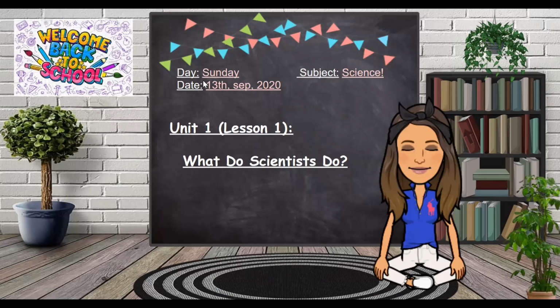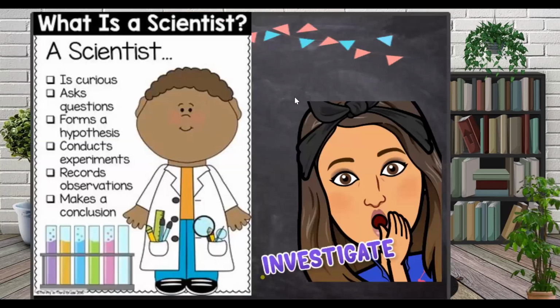Miss, we're gonna learn about a new lesson, I think. It's not a new lesson. It's about what scientists do. We want to know what scientists do, okay? We already know that a scientist asks questions, forms hypotheses, conducts experiments, records observations, and makes conclusions. So he investigates questions. He tries to explore the world and know more about it. So he needs to make questions and then make experiments about it.